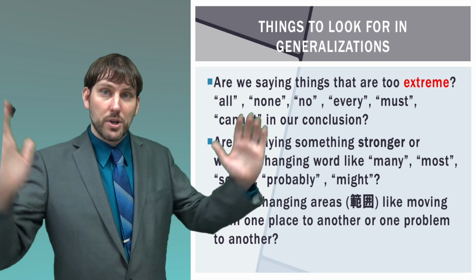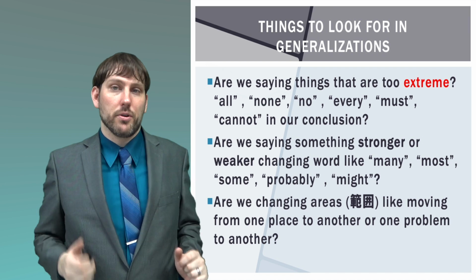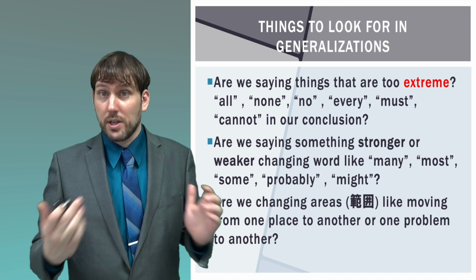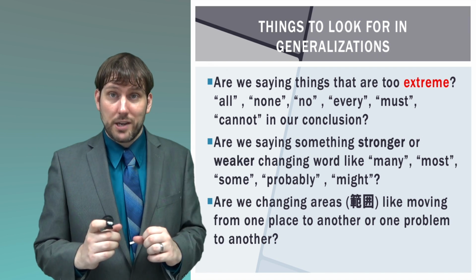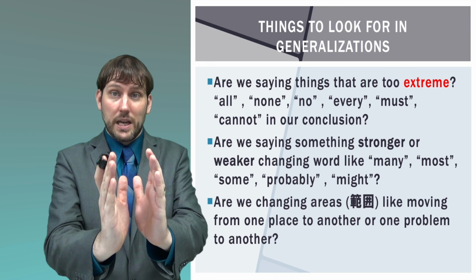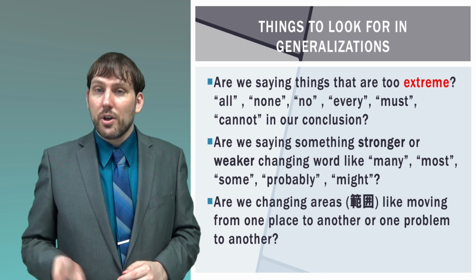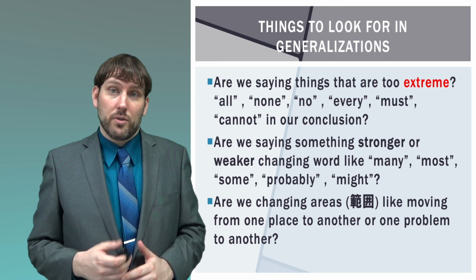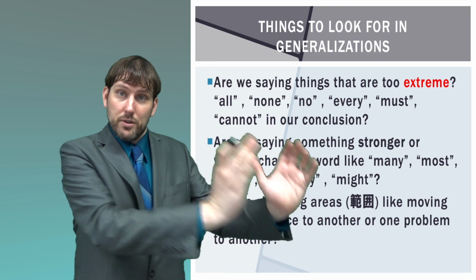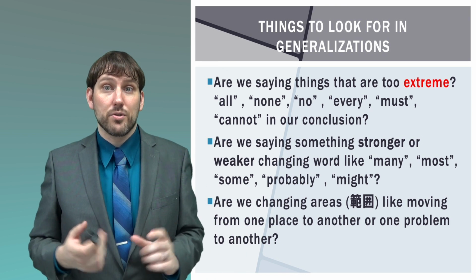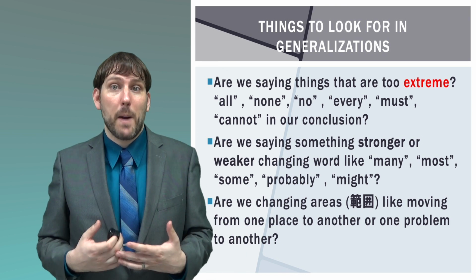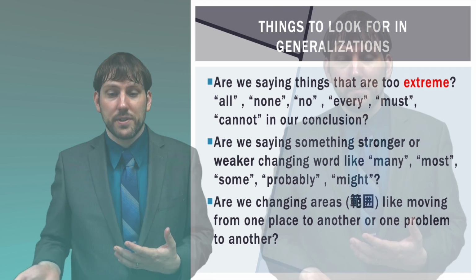Another thing we can do is we can take the area and we can make it smaller. So we can change from all of Asahikawa to just this university, or we can change from this university to just the English major, or to just the Kokugo major, or something like that. So this also can be dangerous. If we started with the English major, we can't immediately jump to the Kokugo major unless the two groups are similar. So we need to keep that in mind when we are making generalizations.